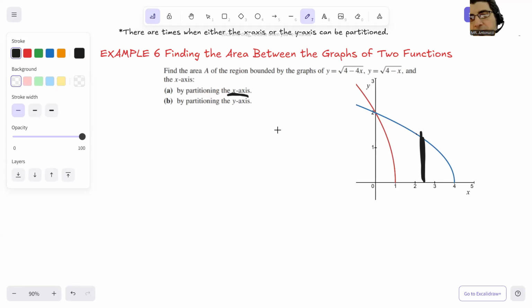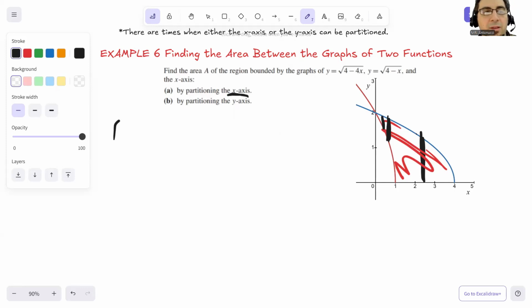The issue here is when we get over to values between 0 and 1, the region is between those two curves there. So when I get over to values between 0 and 1, the vertical strips are bounded by the two functions. Between 1 and 4, the vertical strips are bounded by the blue function and the x-axis.